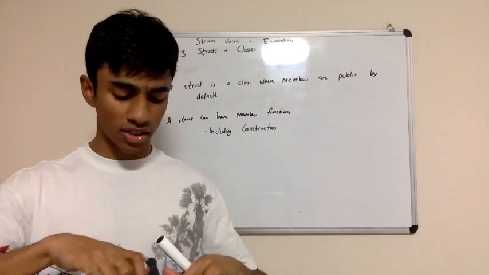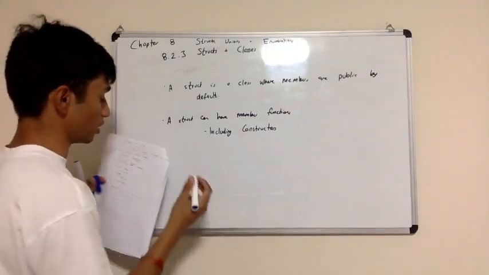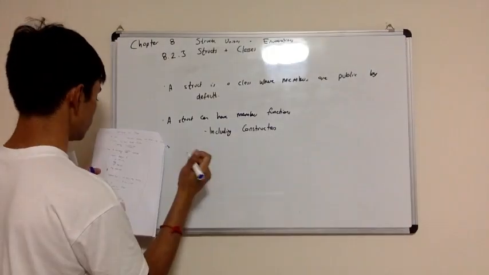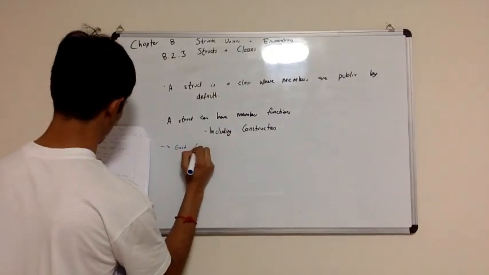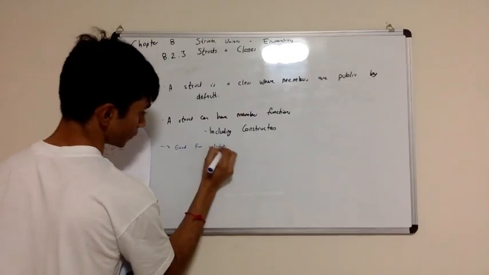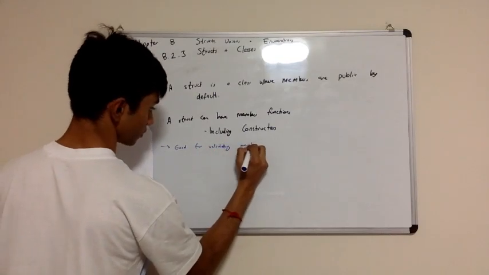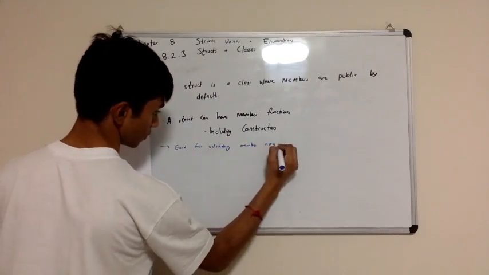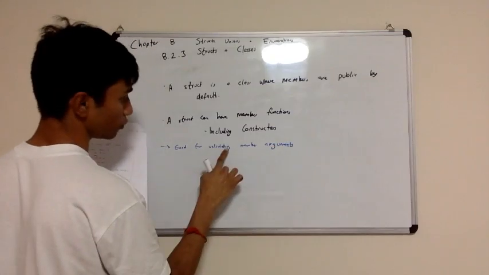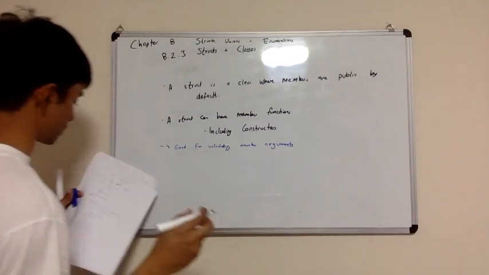But we've seen how we can initialize a struct without a constructor. But using a constructor is good for especially validating member arguments. I've written this way too small, but because I want space with the example. Good for validating member arguments, and we'll talk about what that is.